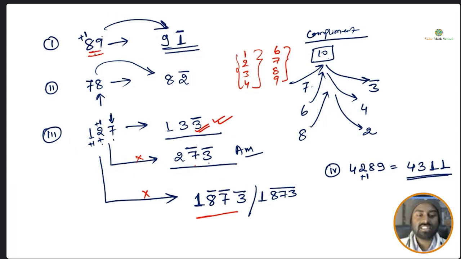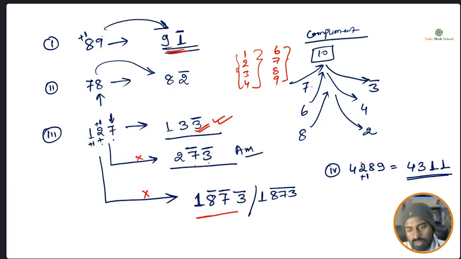As you can see in this case, the number was 89, and I converted it into 91. So this calculation is very easy now. In the case of 78, I converted it into 8 and 2. So marginally this is easier, because these numbers are 7 and 8. Now one number is less than 5. So we can say this will be easier.